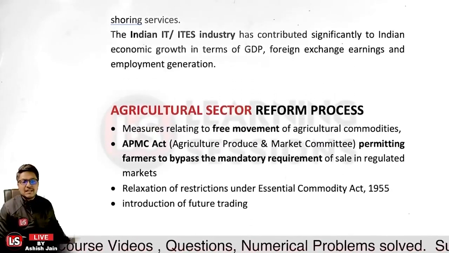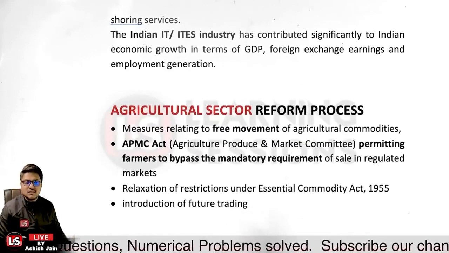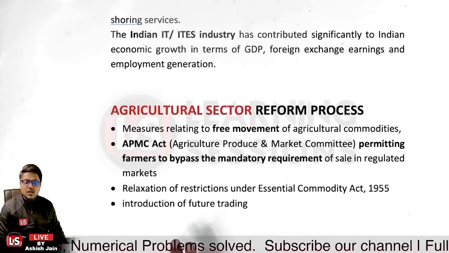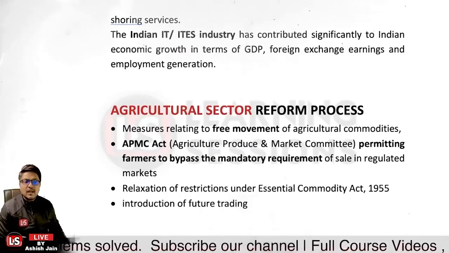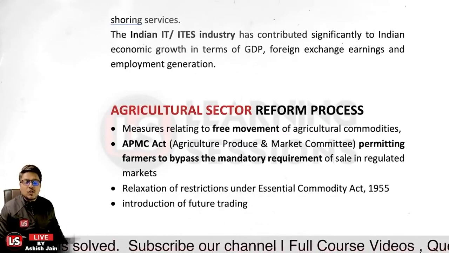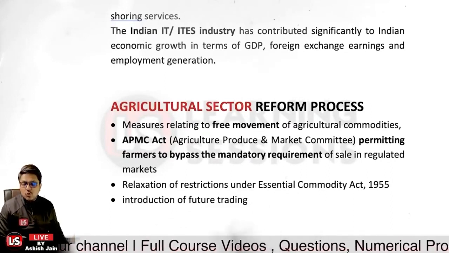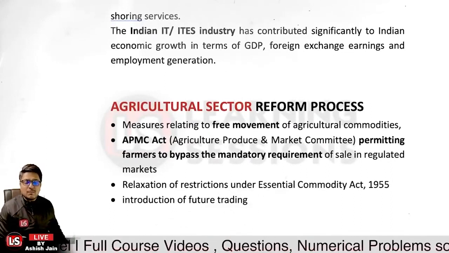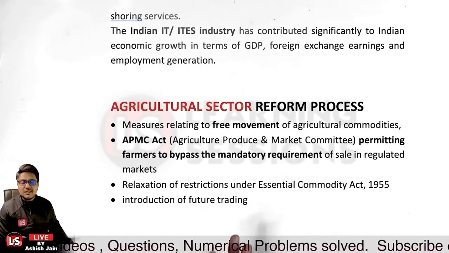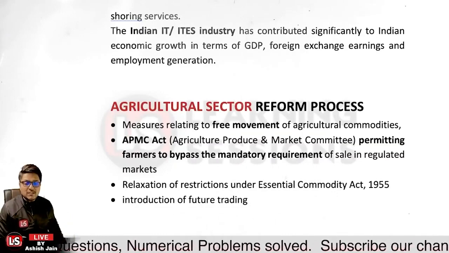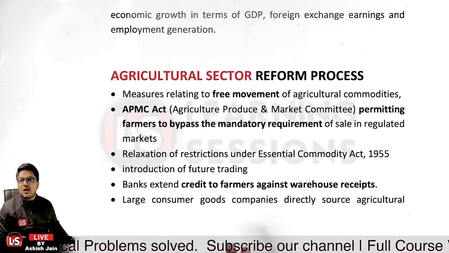Further, relaxation of restrictions under the Essential Commodity Act. It is not now required that they produce only the same crop, so there is some relaxation related to it. And for the introduction of future trading, we have already learned about different derivatives such as futures and options. Now they can trade the commodities in future trading also. Futures can be used for speculation purposes and also to get the best prices for their produce itself.